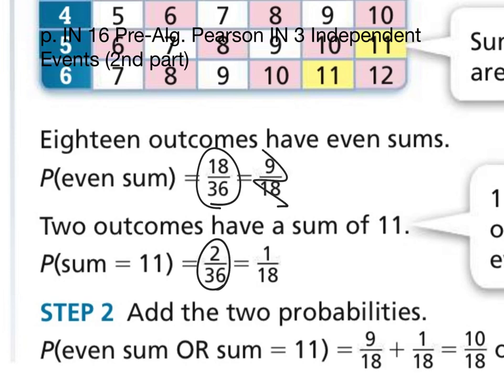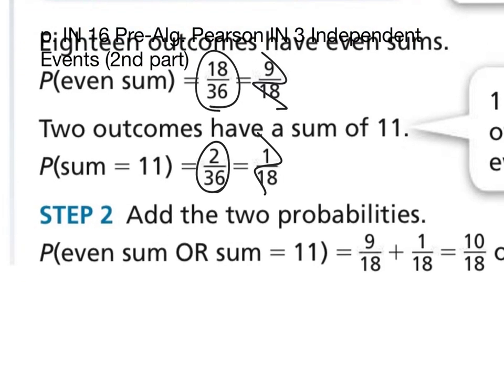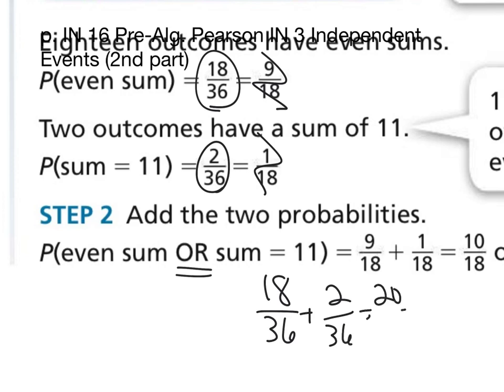The reason I wouldn't reduce yet is because we want either an even or an 11. Even or an 11, how we find those probabilities, because they are mutually exclusive, we'll talk about in a minute. If they're mutually exclusive, we're going to add those together. So we're going to add 18/36 plus 2/36 is 20/36. And then we can reduce that down to 5/9.